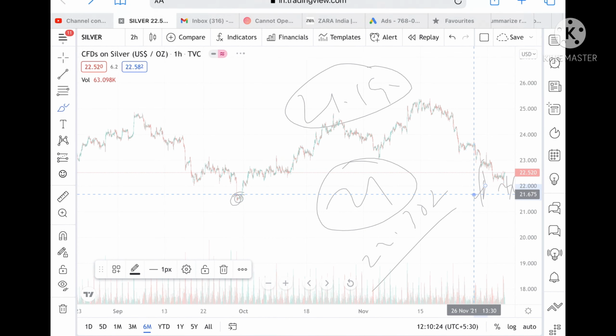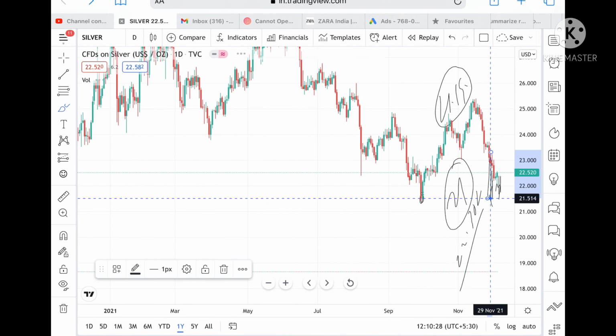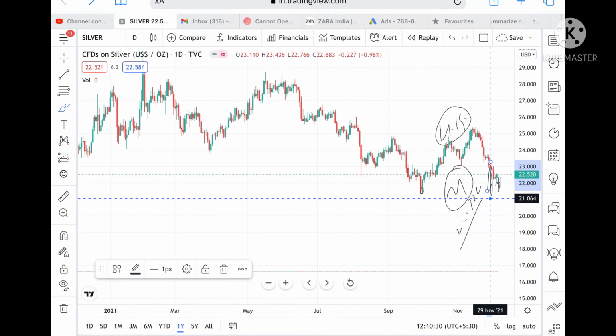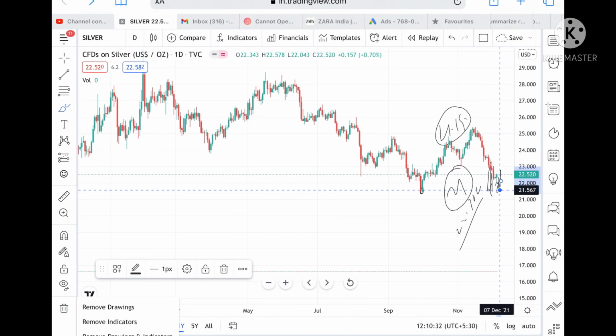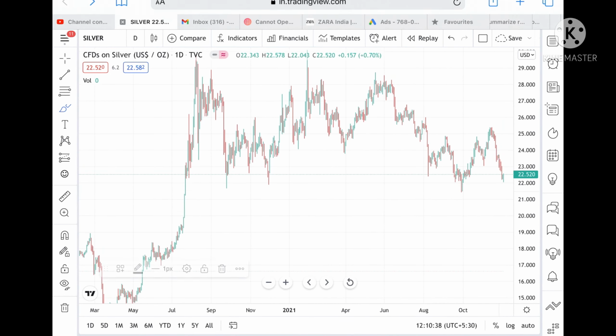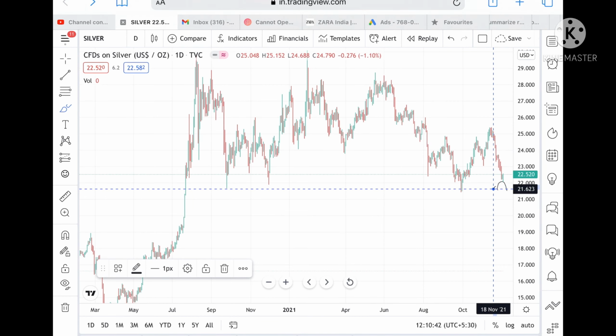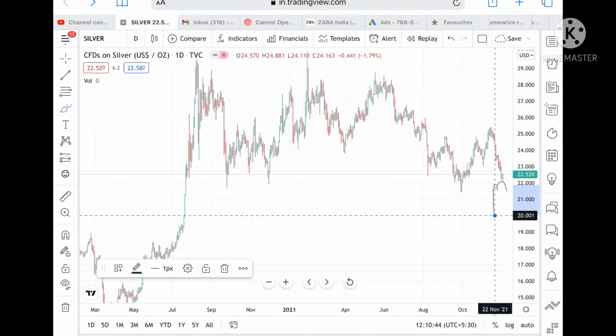If I show you a 6-month chart, or a 1-year chart, you can see that the price has not come in this particular zone since long. So the probability is there that if the price comes close to this level 21.5, it can go further low to a level of 20.001. So any doubt regarding this silver, you can mail me.